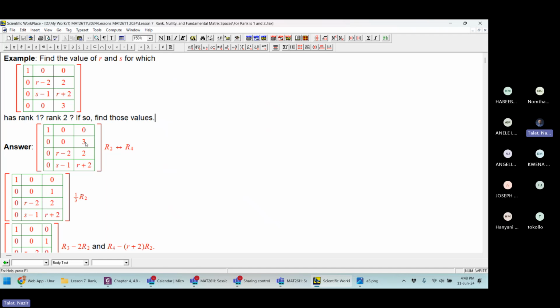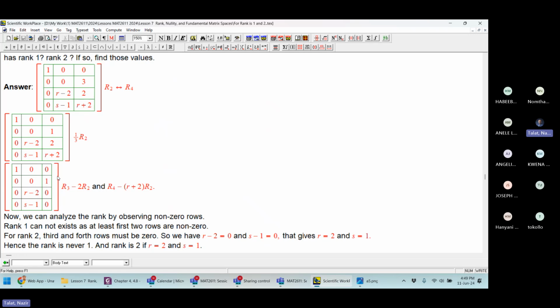We make a 0 come over here, then we apply again the operation so that 3 can be made a 1 as a leading one. How? Just divide by 3. Then if this is the leading one, we can apply the elementary operation to make this 2 a 0, and also multiply this row by r plus 2 and subtract it from row 3. In this way we will get this form, which is in echelon form.